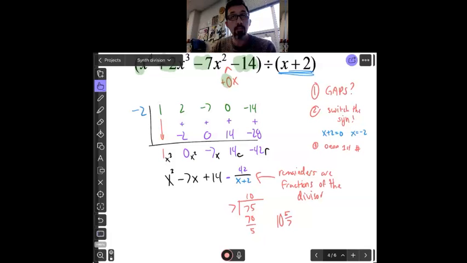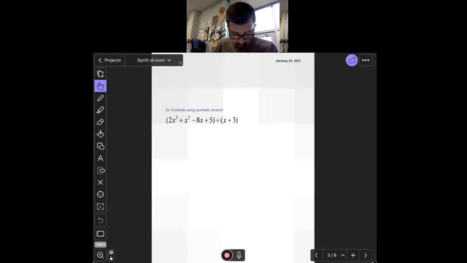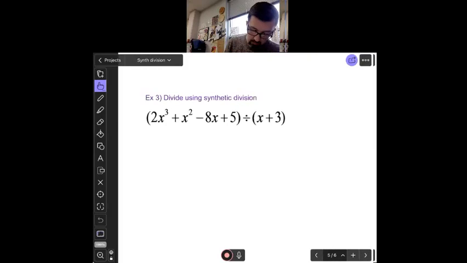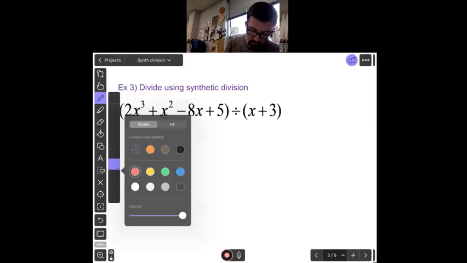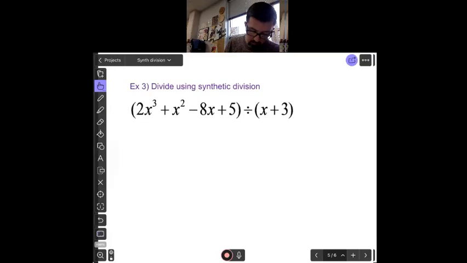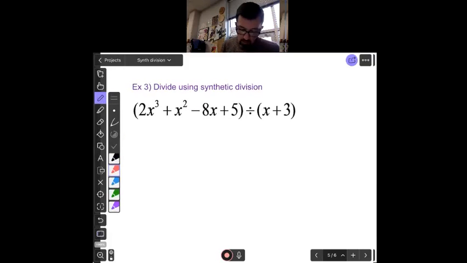You guys want to try one more? We'll be done. Let me look real quick. Let's do this one. So we got 2x cubed plus x squared minus 8x plus 5, all divided by x plus 3.